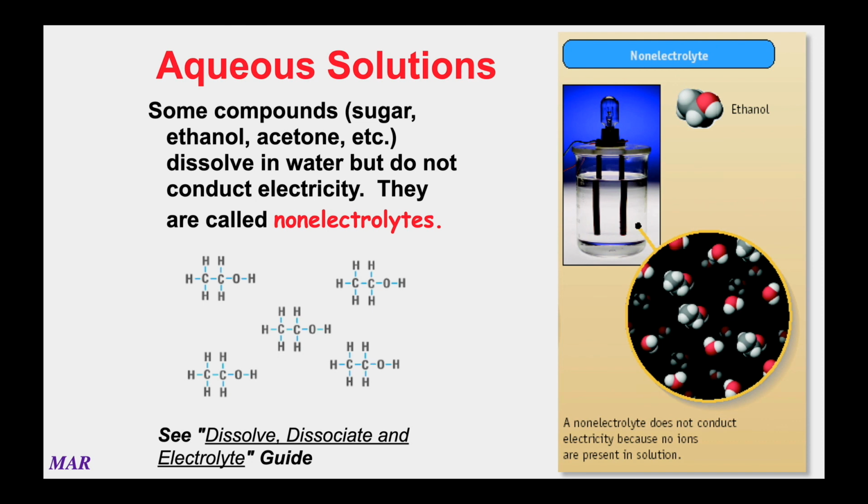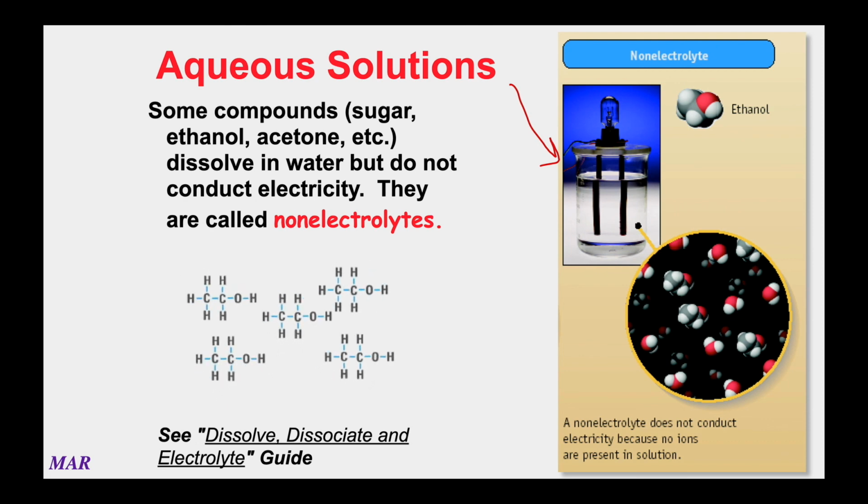Like you don't have a CH3CH2O negative and an H plus running around. These stay in the molecular form. There's no reason for that H plus to go off. And there's lots of examples of this kind. Sugar is a good example. Acetone, if you've used that, is another example. All of these are what they call non-electrolytes. And if you try and place these in water, nothing happens. There's no electricity because you don't have any positives and negatives.